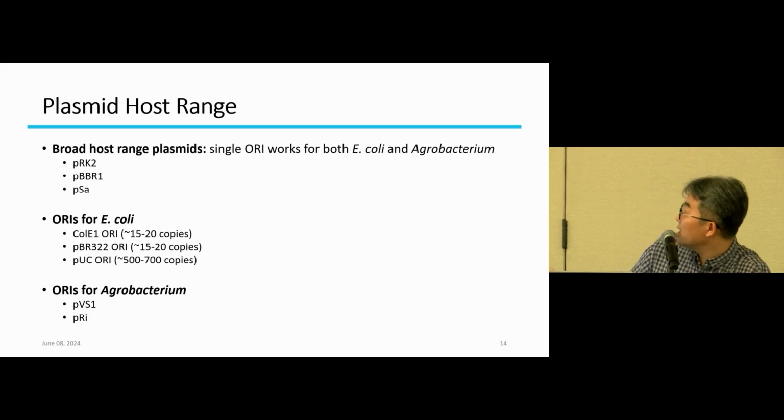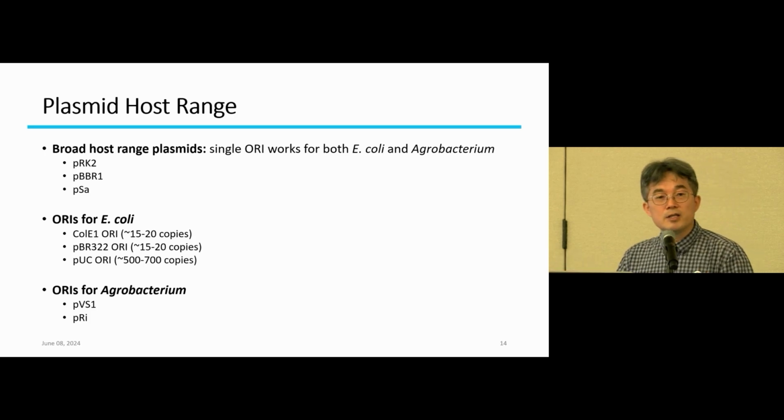So here I listed a few of them: RK2, BBR, and pSa. These are really broad host range origins of replication. They can work for both E. coli and Agro. And that's why the early version of binary vectors was based on RK2, because it's a broad host range origin of replication. It's called a shuttle vector. It can move between E. coli and Agro.